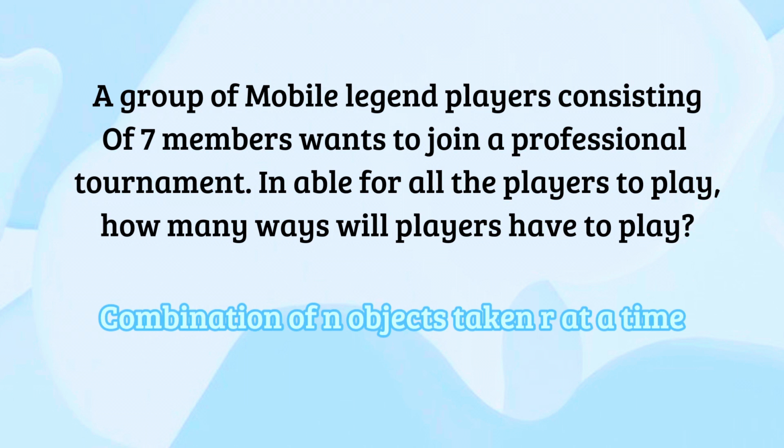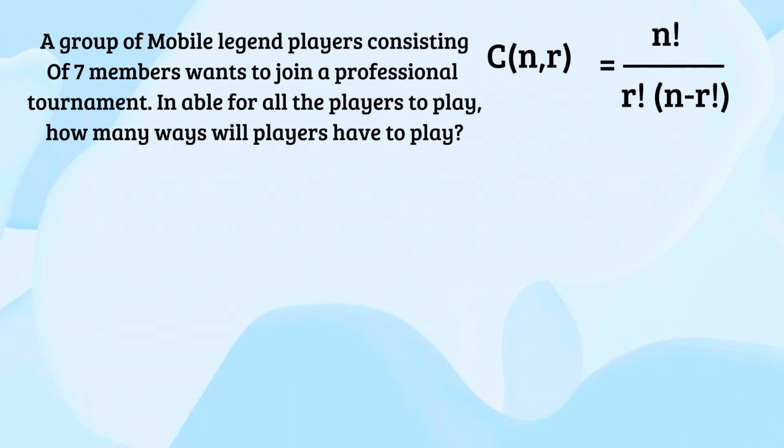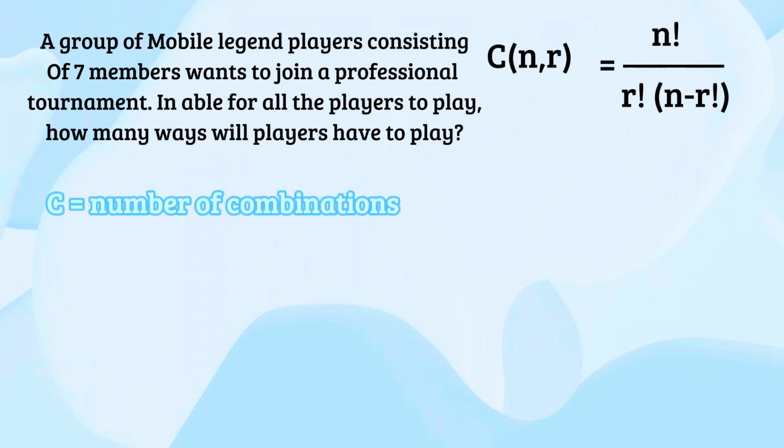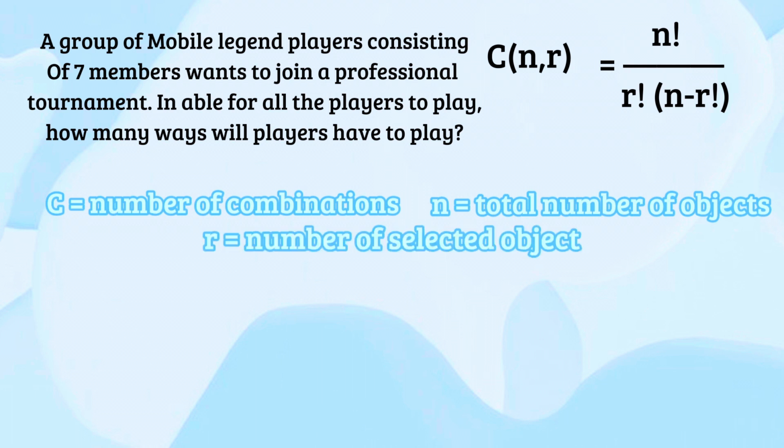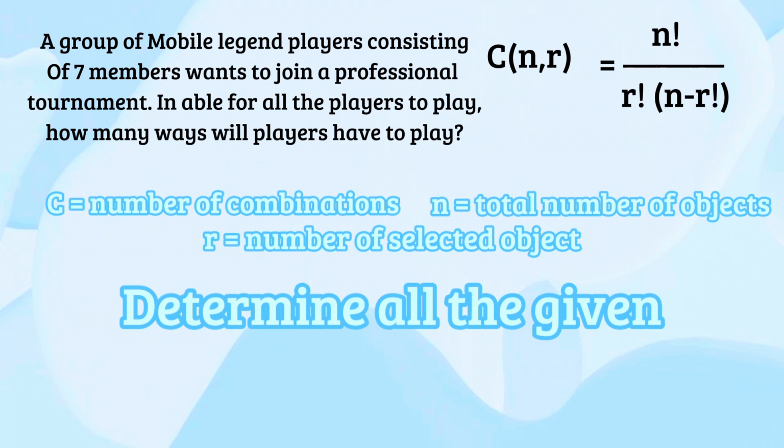So the formula we need to use is combination of n and r is equal to n factorial over r factorial times n minus r factorial. So how do we know what is C, what is n, and what is r? C is the number of combinations, n is the total number of objects, and r is the number of selected objects.